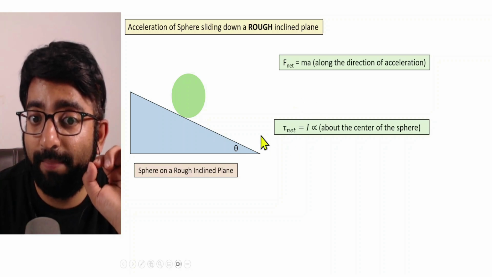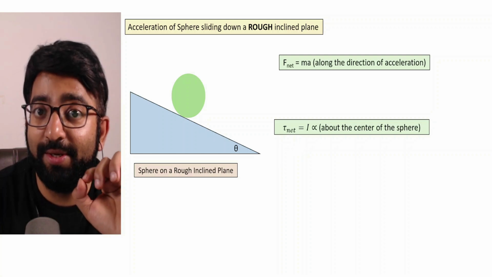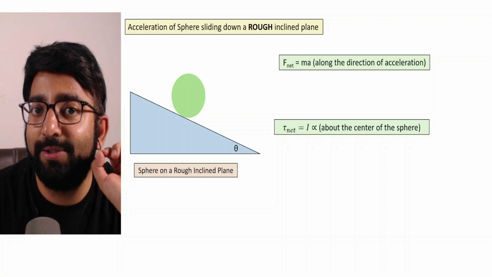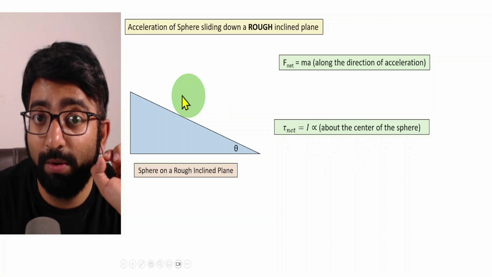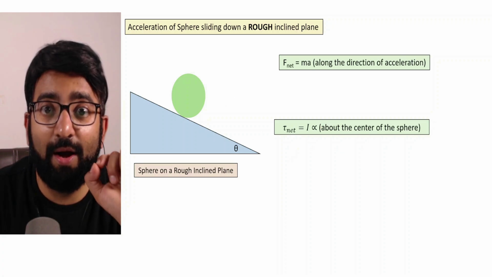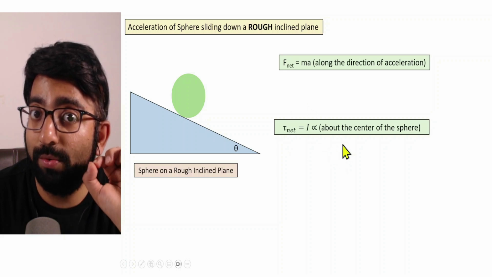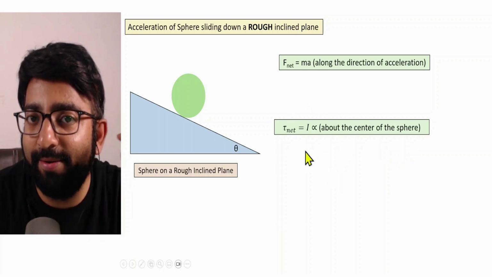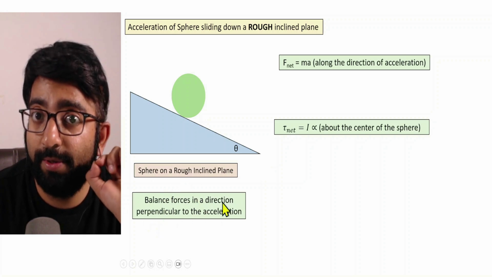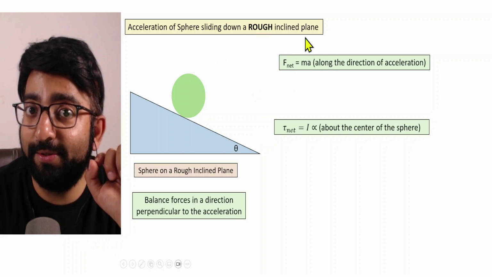That is why, when we are applying this equation, net torque is equal to I alpha, we can apply this equation about any point. But to solve the exam questions easily, it is better to apply the equation about the center of the sphere. I am going to explain this in a little while, as in how the calculations become simple if we are applying the equation about the center of the sphere. And finally, of course, we can balance forces in a direction perpendicular to the acceleration like we did in the previous case. So let's start with F net is equal to ma.